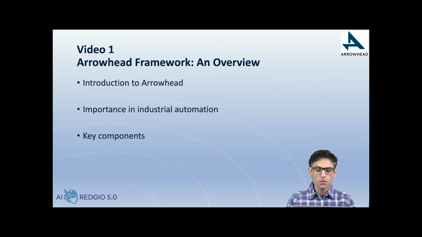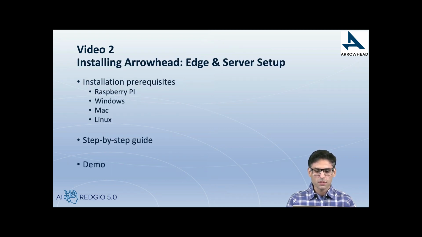Lastly, in the first video, we will introduce you to key components like service registry, which acts as a directory for services, orchestration for automated service coordination, and authorization to ensure secure access. These components are the backbone of the Arrowhead framework and are called the mandatory core systems.